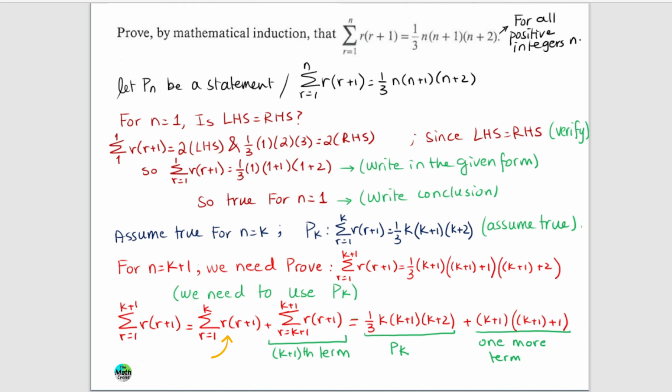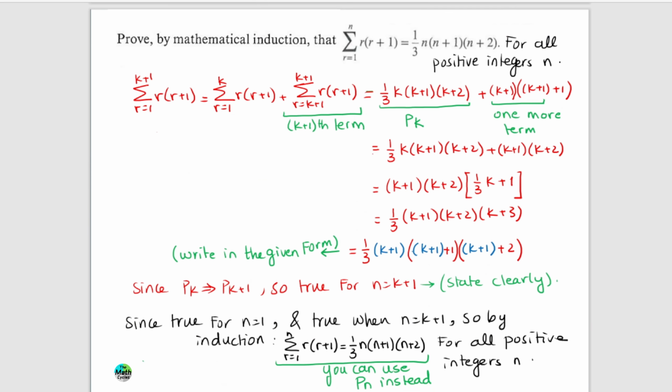So summation of r into r plus 1 from 1 to k, the answer is 1 over 3k into k plus 1 into k plus 2. And this is Pk, and I don't have to do it again. And that's why I assume Pk true, to help me here. Now, all I need is adding one more term, and this is the summation from k plus 1 to k plus 1. I just replace r by k plus 1, so now it looks like this, k plus 1 into k plus 1 plus 1. And Pk and one more term completes the series from 1 to k plus 1.